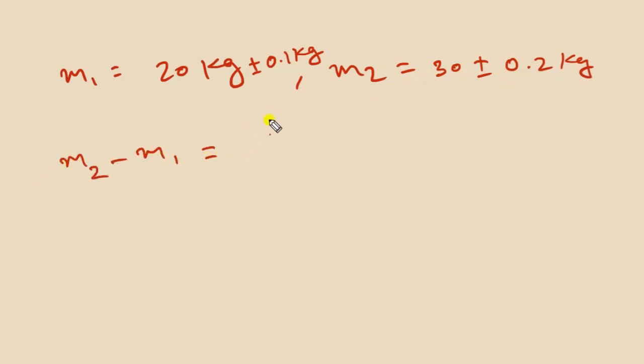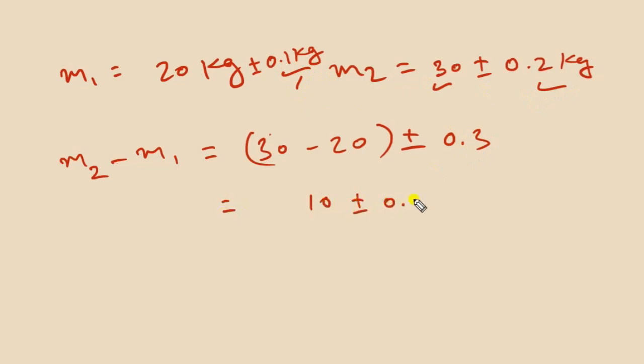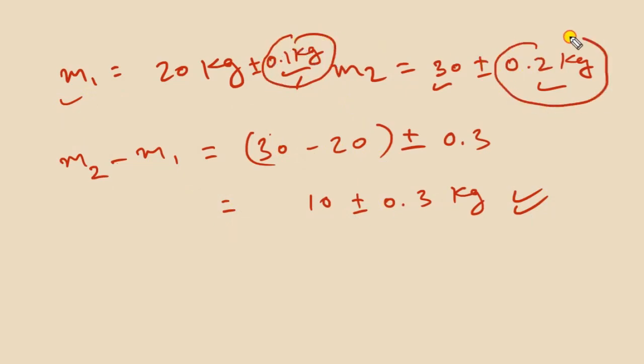Then in this case, since we are subtracting, I will subtract 30 minus 20. Then I will add the proper error limit by adding their respective errors together. So 0.1 plus 0.2 is 0.3. So the answer is 10 plus minus 0.3 kilogram. This is the result of subtraction of these two masses. See, even in case of subtraction, we have added the respective mean absolute errors.